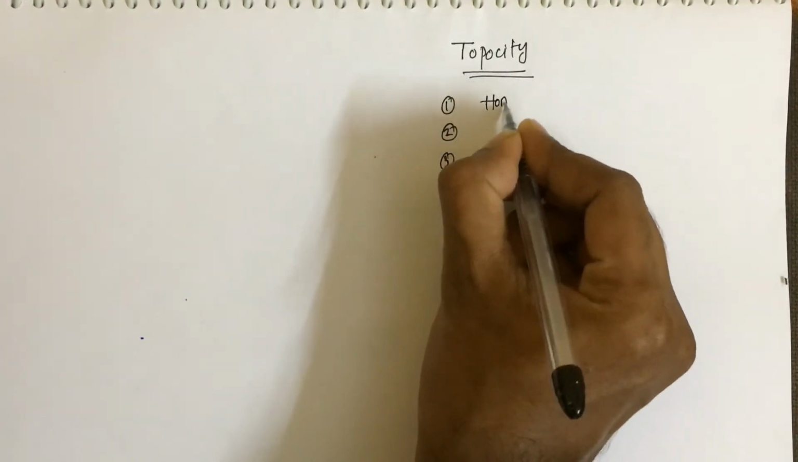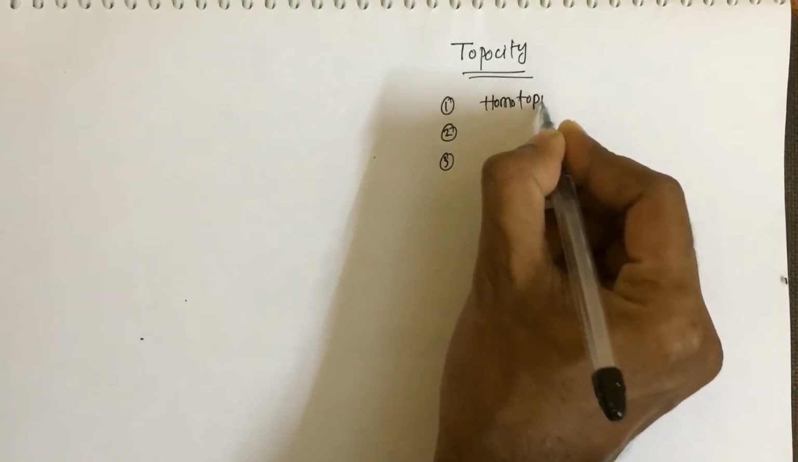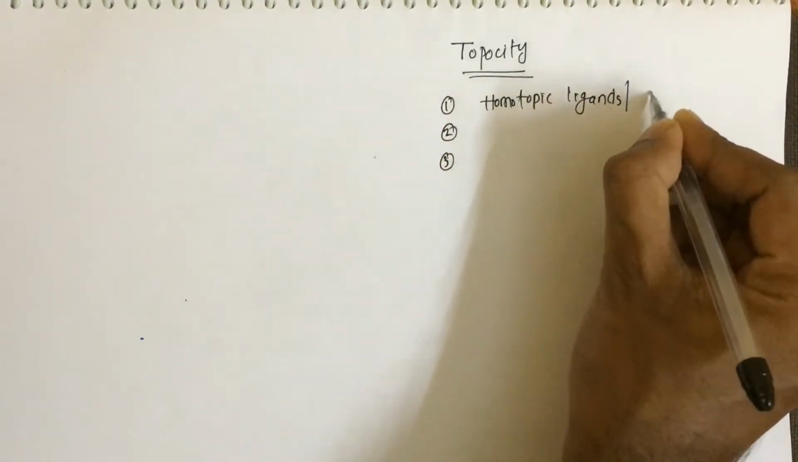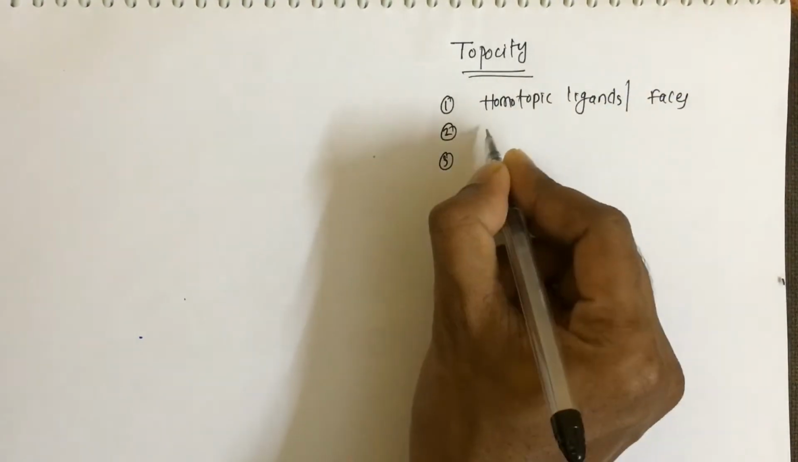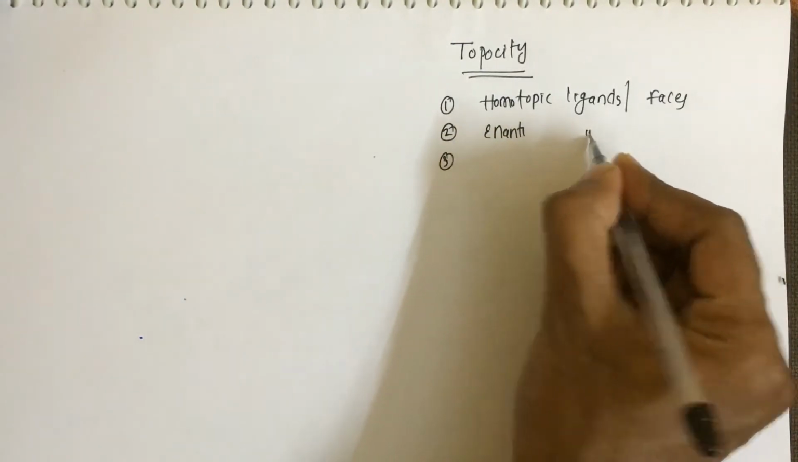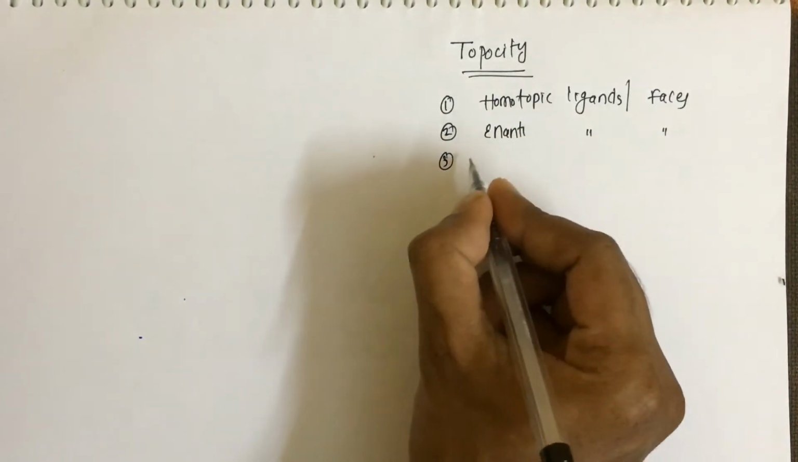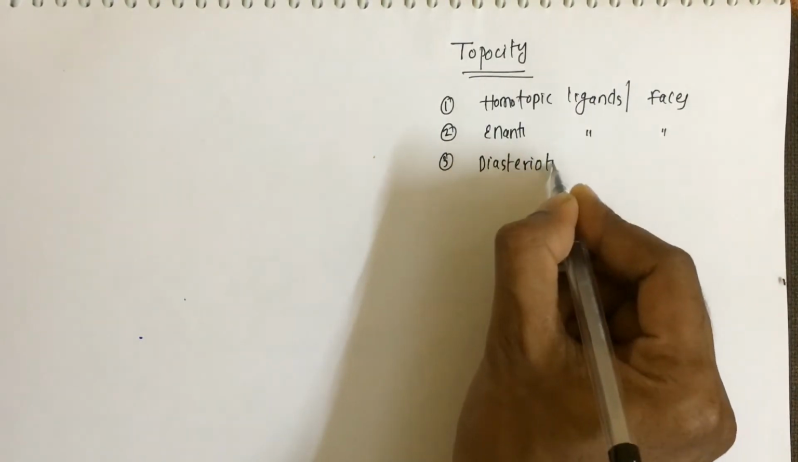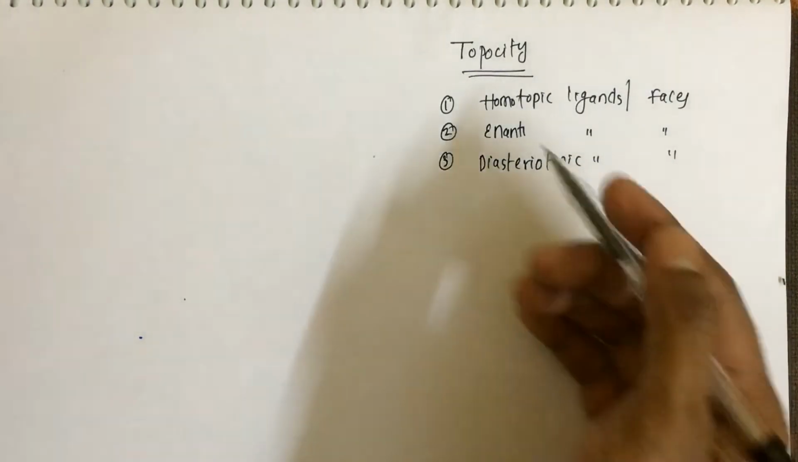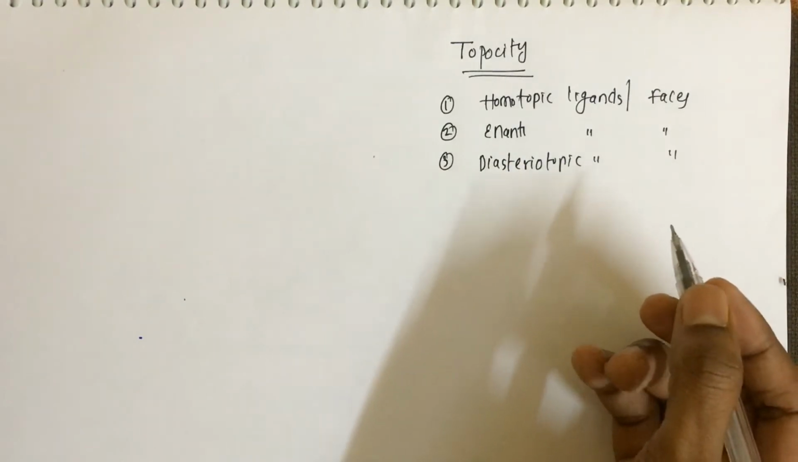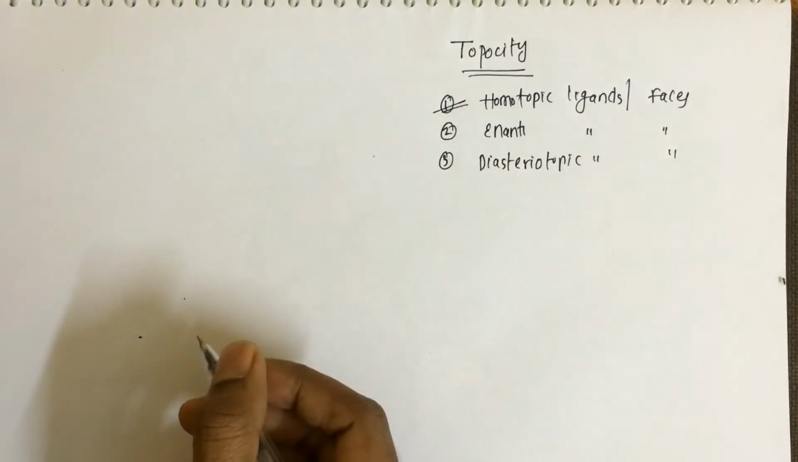The first one is homotopic ligands and faces. The second one is enantiotopic ligands and faces. The next one is diastereotopic ligands and faces. All three of these are very important. First we'll talk about the homotopic ligands and faces.